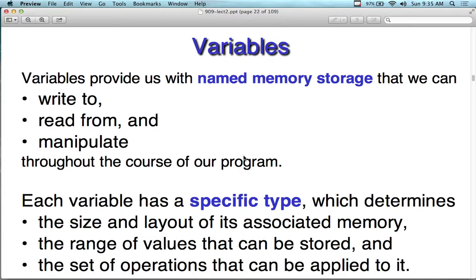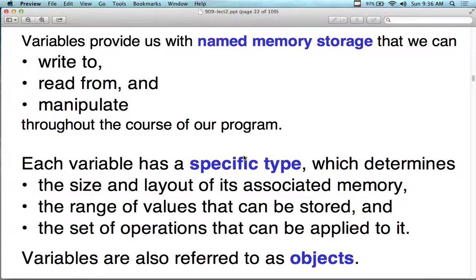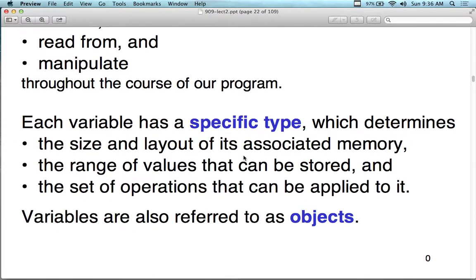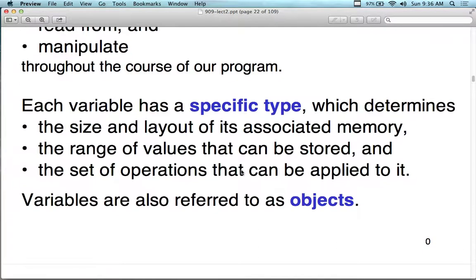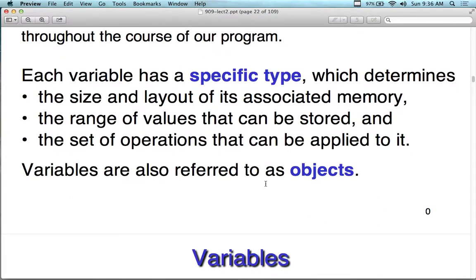We're going to get into that today. With a named memory storage, you read and write directly through the name. So you write to, read from, and manipulate it through the name throughout the course of the program. Each variable has a specific type, which determines the size and the layout of its associated memory, the range of values that can be stored, and a set of operations that can be applied to it. And then we have variables that are also referred to as objects.